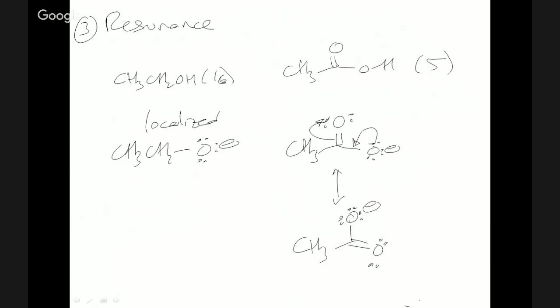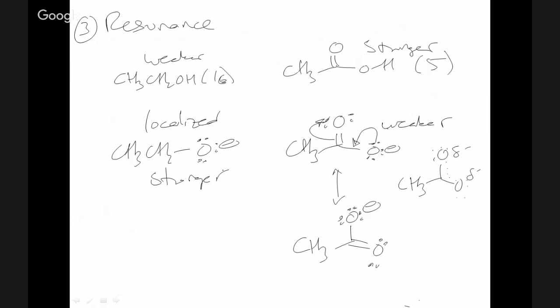The more resonance forms you can draw, the more delocalized, the weaker, the more stable. You could draw a hybrid of this. Right? It is shared. Weaker conjugate base, stronger acid. Stronger, more localized conjugate base, weaker acid. Okay, so weaker, stronger. Why? Weaker because of resonance. Stronger because of localization, lack of resonance. Lots and lots of examples of this that you can work through in the book.